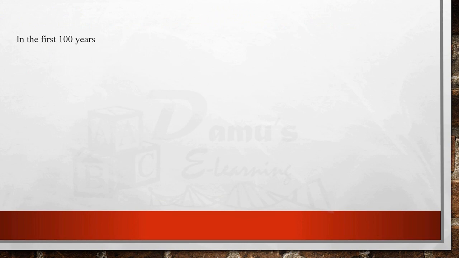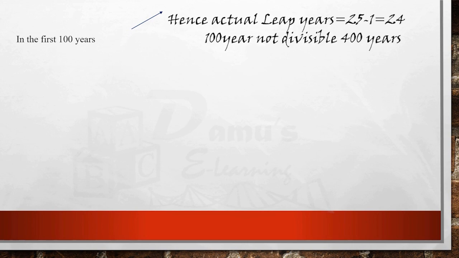Now we will calculate the number of odd days in the first 100 years. The first 100 years we can split into leap years and non-leap years. In order to find the number of leap years in first 100 years, divide 100 by 4. You will get 25. But in this 25, the 100th year is also included. 100 is a century. For a century to be a leap year, it must be divisible by 400. Hence, the 100th year is a non-leap year.